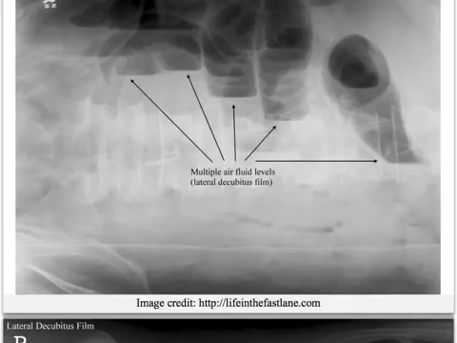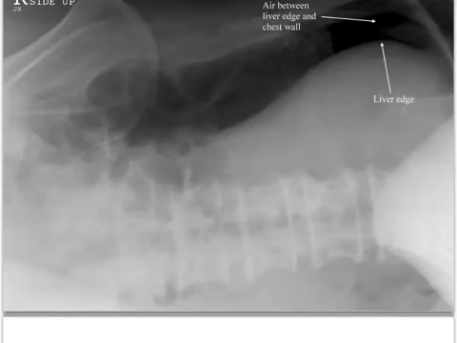Sometimes if the patient is unable to sit upright because they're very uncomfortable, you can also do a lateral decubitus view, having a patient lie on one side, and that can also show air fluid levels as shown in here. In patients with a large perforation, even on the decubitus film, you can still see the free air that's between the chest wall and the liver edge.